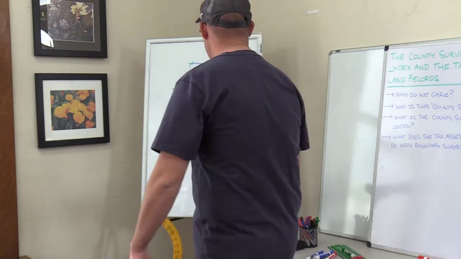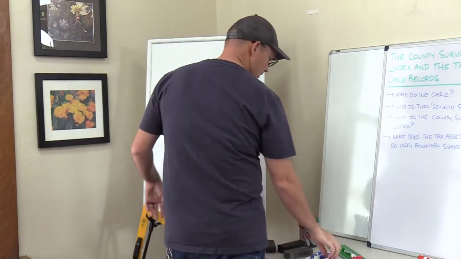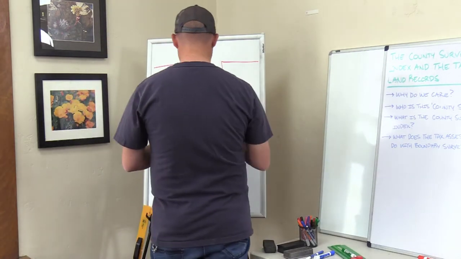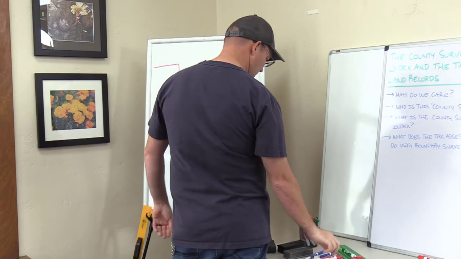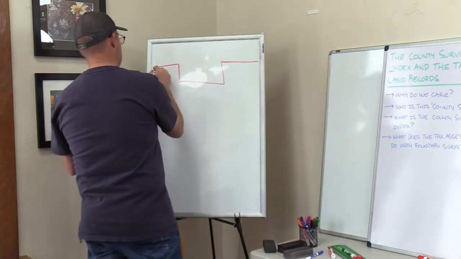Now, you can do the same thing. Let's just say we're doing a topo and we've got a shopping mall. And we're doing a parking lot topo down here. We're topoing the parking lot. But we don't care about what's going on in the building, except for the building face.